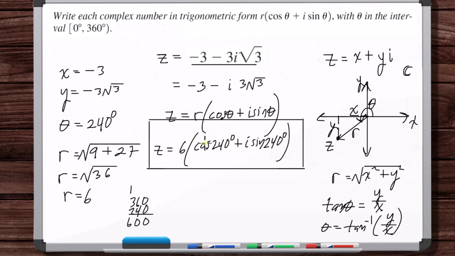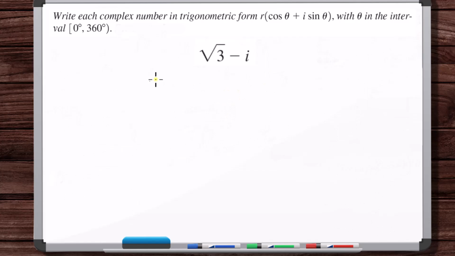And so if instead of 240 you did 360 plus 240, 600 degrees, if you switched 240 with 600, it's going to be the same. You're going to have the same value here. So that's the idea. Mathematically, you still get the same value. So technically, any angle coterminal with 240 would work here.